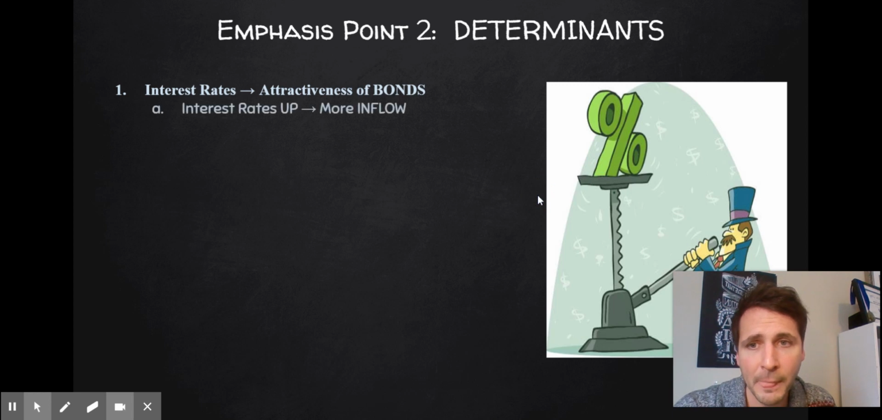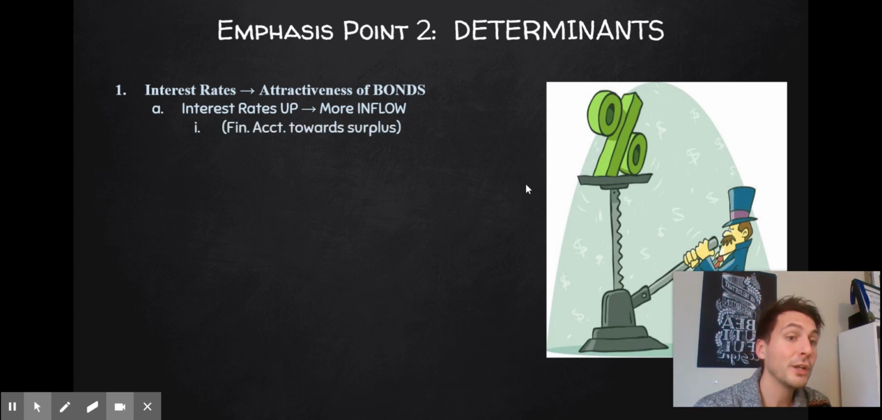So if interest rates go up in the United States relative to the rest of the world, people are going to want our bonds. That means other nations are going to buy our bonds, and when they do, there's going to be an inflow of money to the United States in the net assets purchase. So it will move our financial account towards a surplus because more money is coming in. Got it? And vice versa.